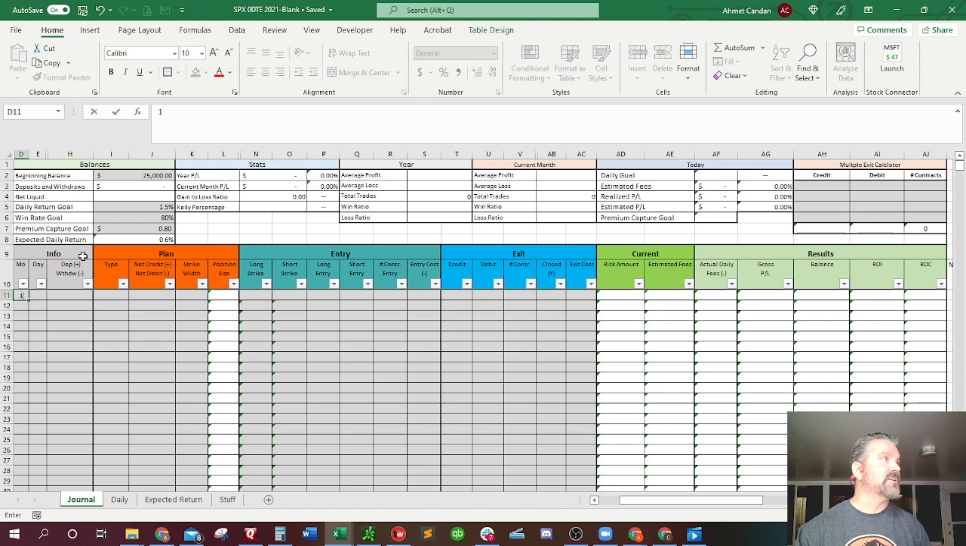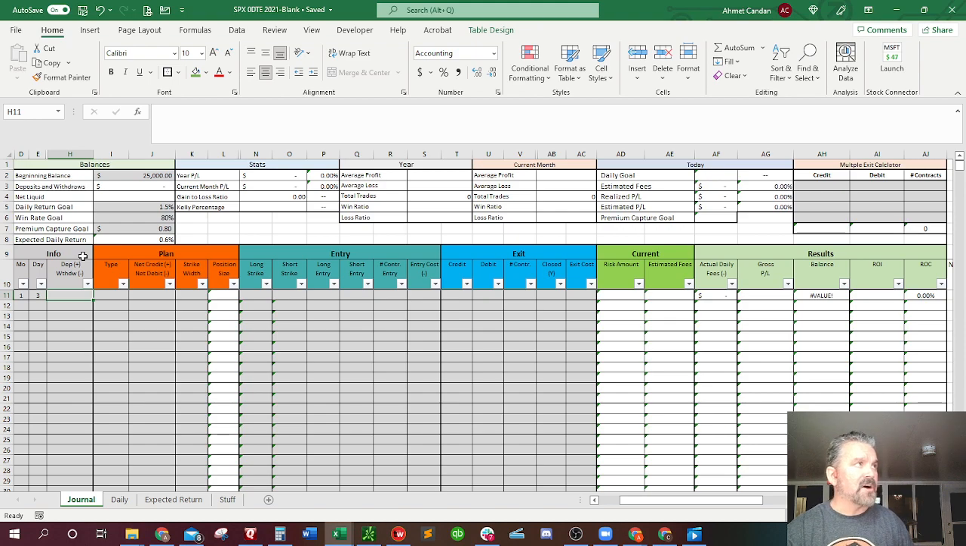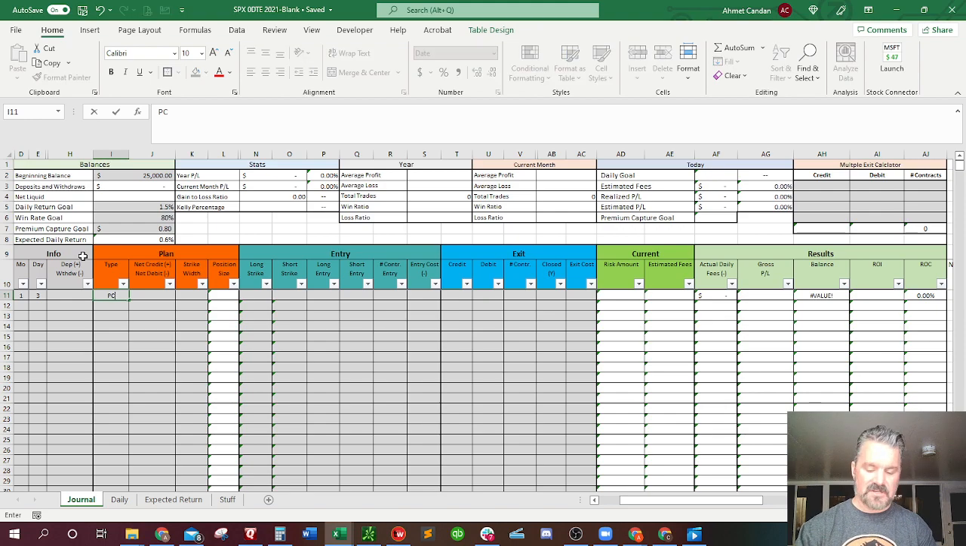So I'll pick one trade from the first day of the year. I think this was the first day of the year. So January 3rd. I'm not going to put anything in the deposit or withdrawal window for now. We'll go over that later. But let's just say for this one position, I took a put credit spread.